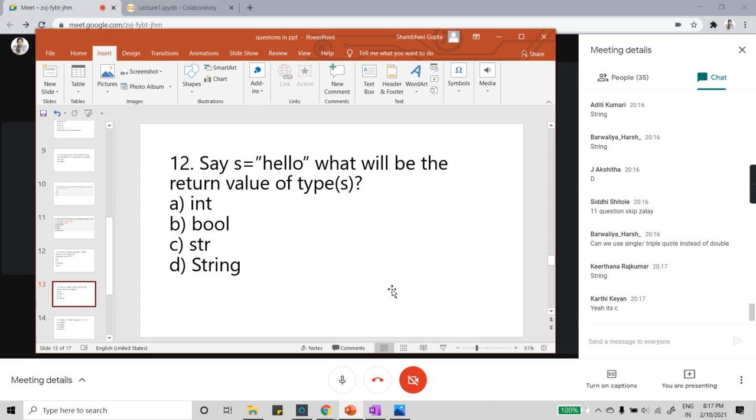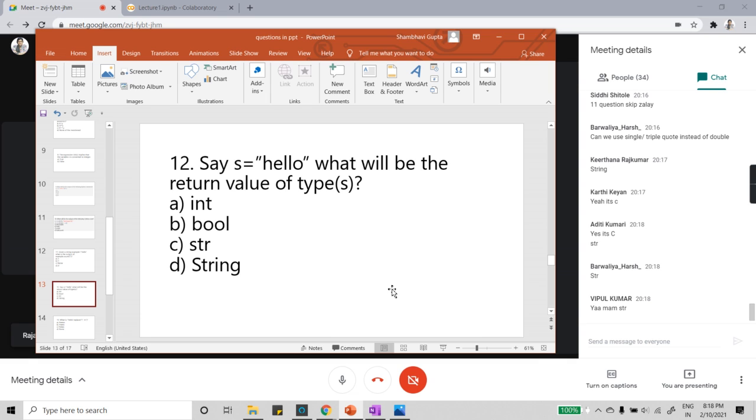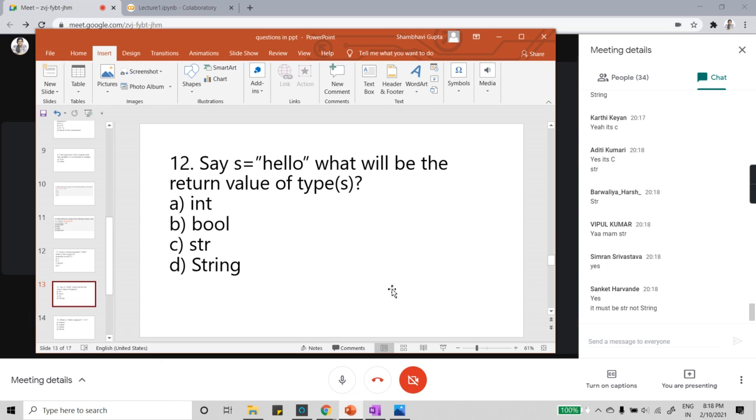Whenever we use a function that is type, and inside that function we use any variable, it gives us the output, right? It gives us that this is your data type. Now, here we never get the data type as a string. We always get the data type as str. Yes, now Aditi, Harsh, Vipul, you all got the point. Yes, it must be str, not a string. Yes, very true.